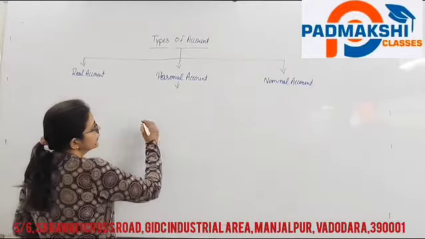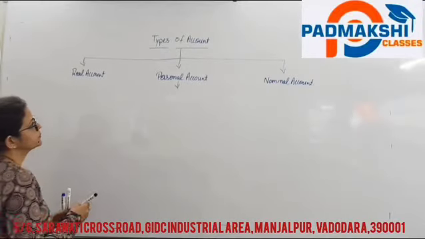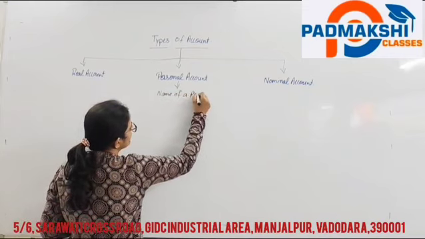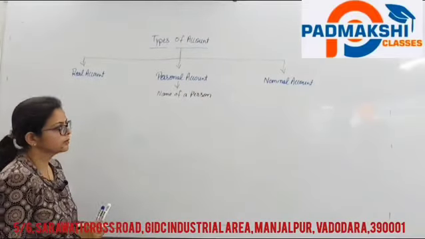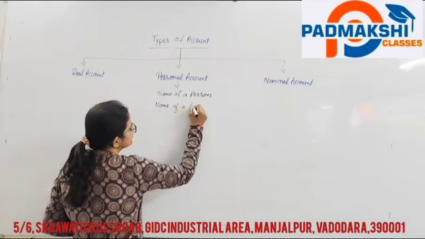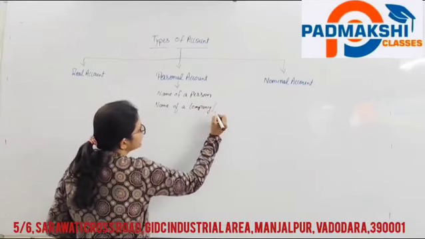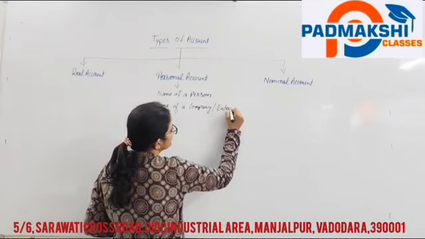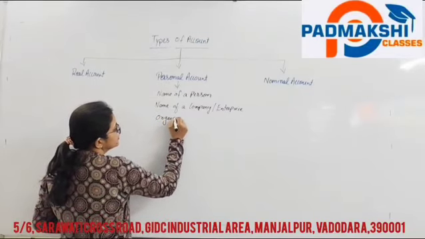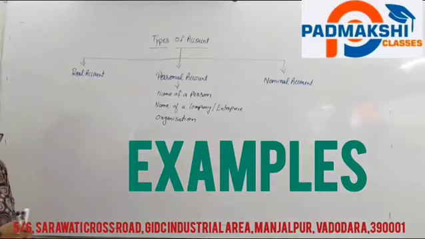So personal account basically records about name of a person, name of a company, enterprise, any organization. Then let's see what can be the examples of it.